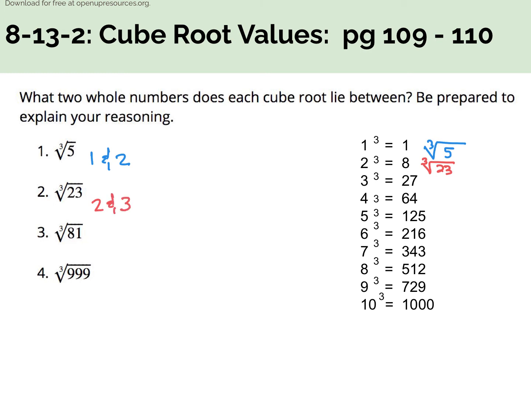What about 81? All right, so 81 is in between 64 and 125. So we're going to have the cubed root of 81. What two numbers? That's going to be 4 and 5. And then 1,000, well, that's going to be, 999. That's around 1,000.